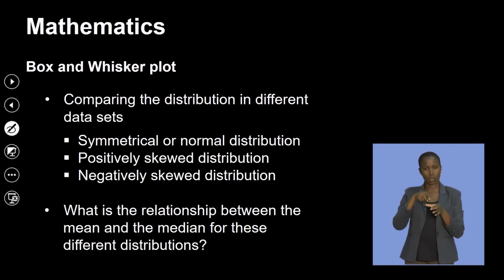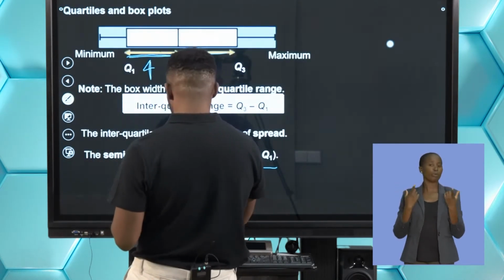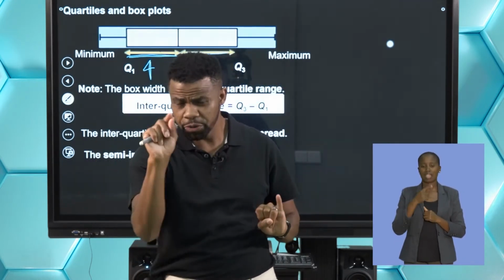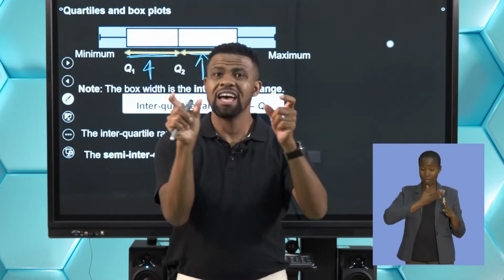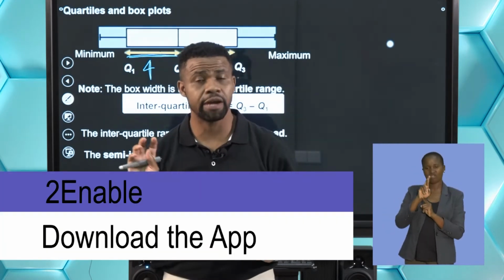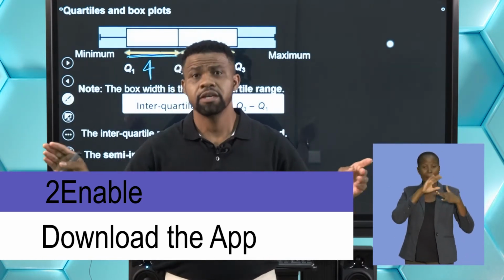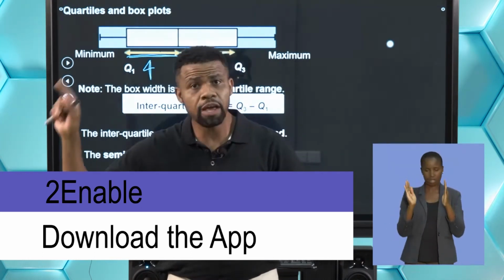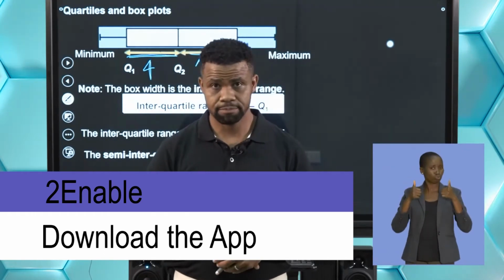Okay, so what are we going to do now? Let's look at that. We said the range is not a good measure of spread because extreme values can affect it. The interquartile range is better than the range because it is not affected by the extreme value. The semi-interquartile range is another good measure of spread, not affected by extremes, and good for skewed data.